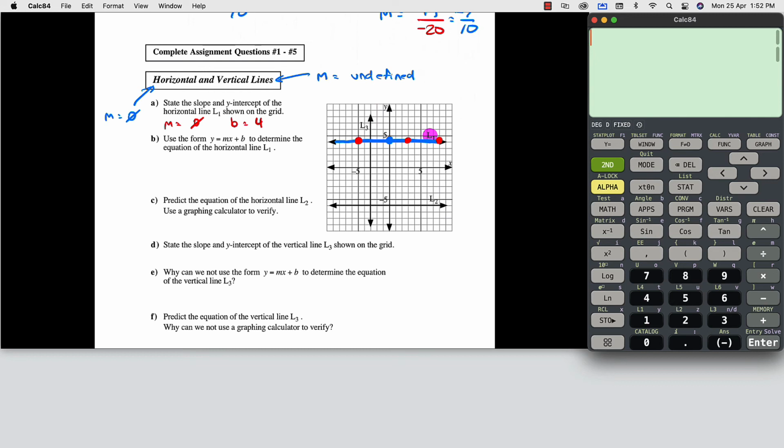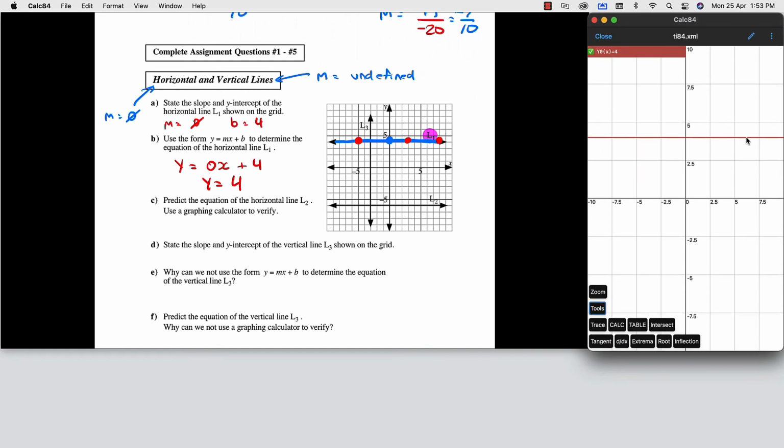And so basically when we substitute these values in, we're going to get y equals 0 times x plus 4. 0 times anything is just going to make 0, so we can get rid of that. So essentially we're just left with y equals 4. And if you punch in y equals 4 on your calculator and graph that, we're just going to get a line going horizontally at 4.